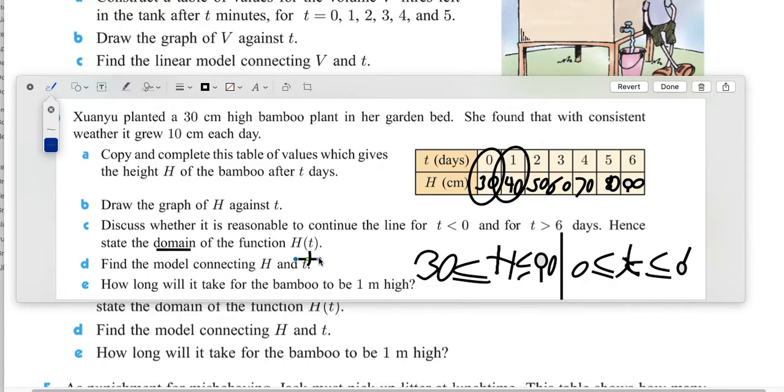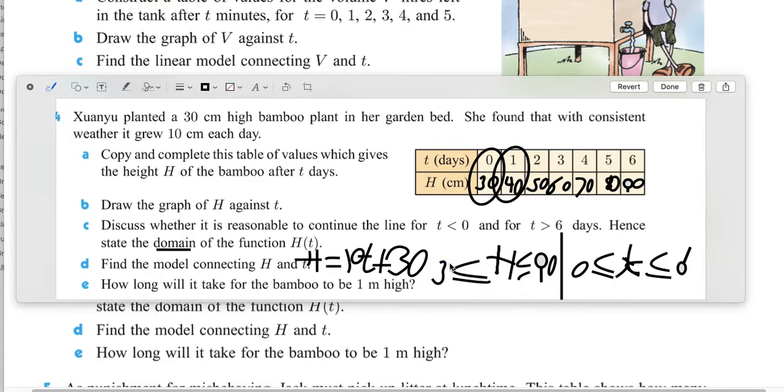H equals, then we need to write down the gradient. Well, the gradient is 10. So 10t, because that's what it's jumping up in, plus, and then the y-intercept. Ironically, the y-intercept is going to be this number as well. So I'm just going to move this answer here. So our answer is h equals 10t plus 30.